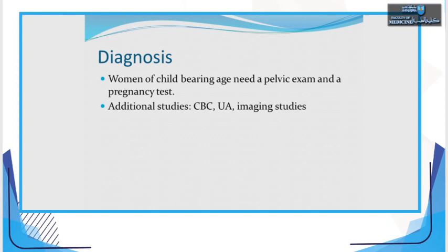Women of childbearing age need a pelvic examination, this is PV, and a pregnancy test, because ectopic pregnancy and an intact pregnancy with some pain in the uterus simulate acute appendicitis very much. Additional studies like CBC and urine analysis are done, and then we resort to imaging studies.